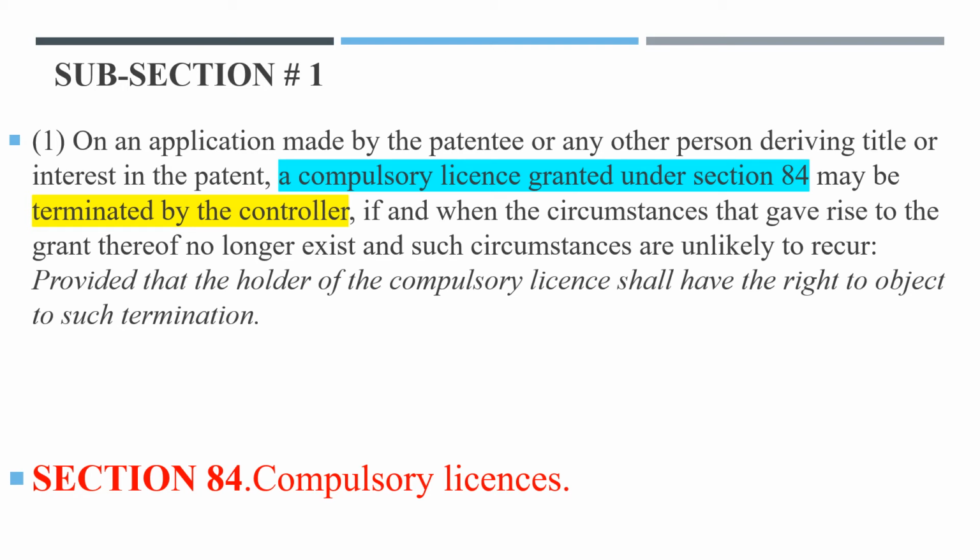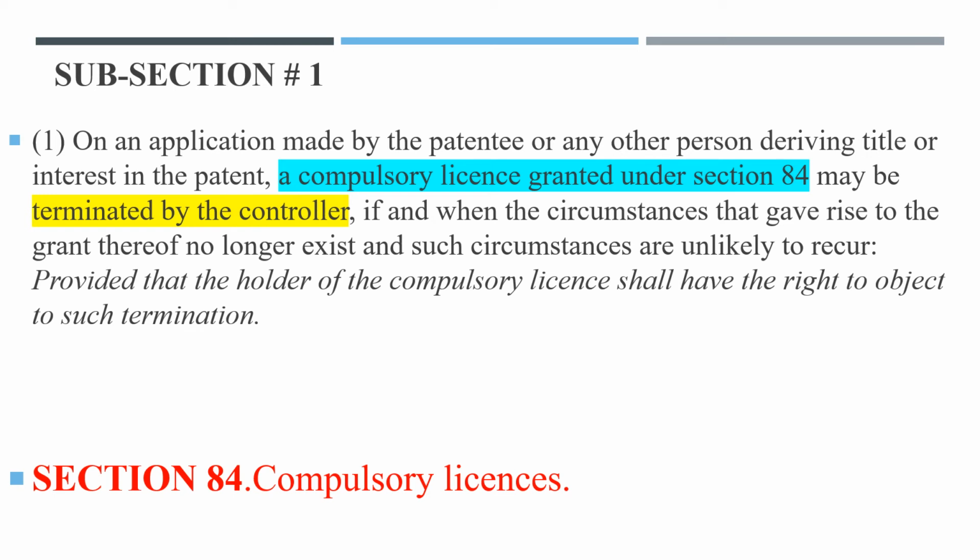So friends, here the primary key phrase is "terminated by the controller." And what is the secondary key phrase? The secondary key phrase is "a compulsory license granted under section 84." And what is section 84? This is compulsory licenses. The theme of this subsection is that when an application is made by a patentee or some related person who has the authorization, a compulsory license granted under section 84 may be terminated.